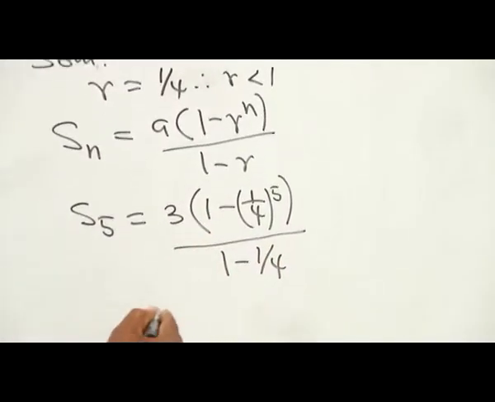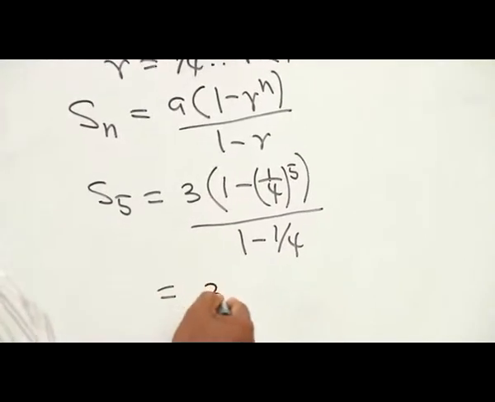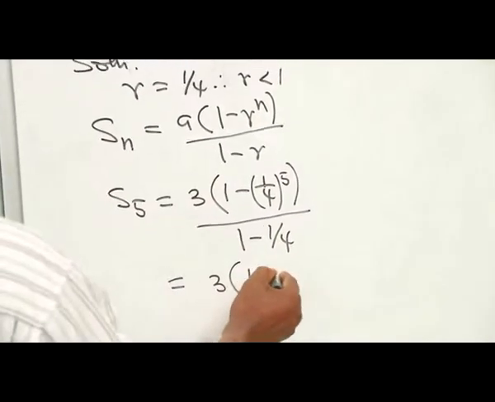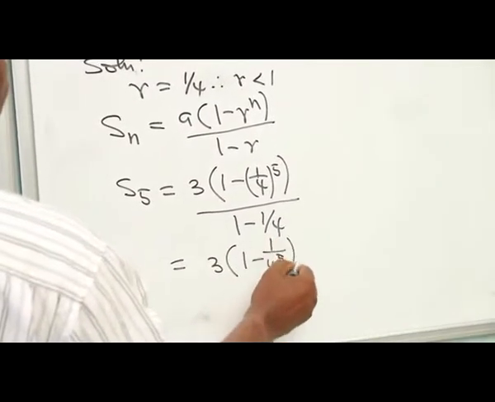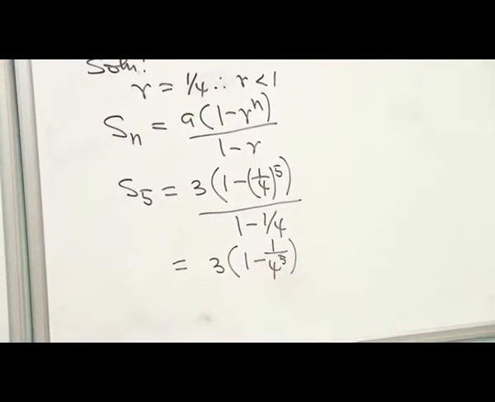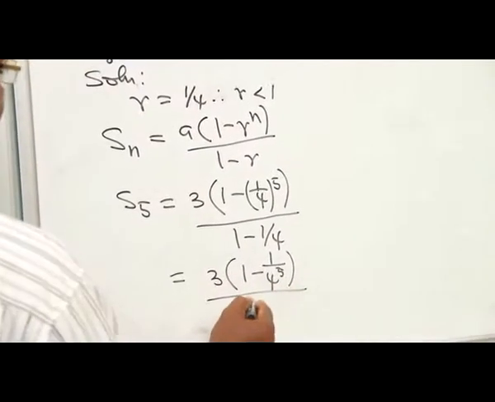You will now solve this. You will have this as 3 into 1 minus 1 all over 4 raised to power 5, because 1 raised to power 5 is 1, all over 3/4.